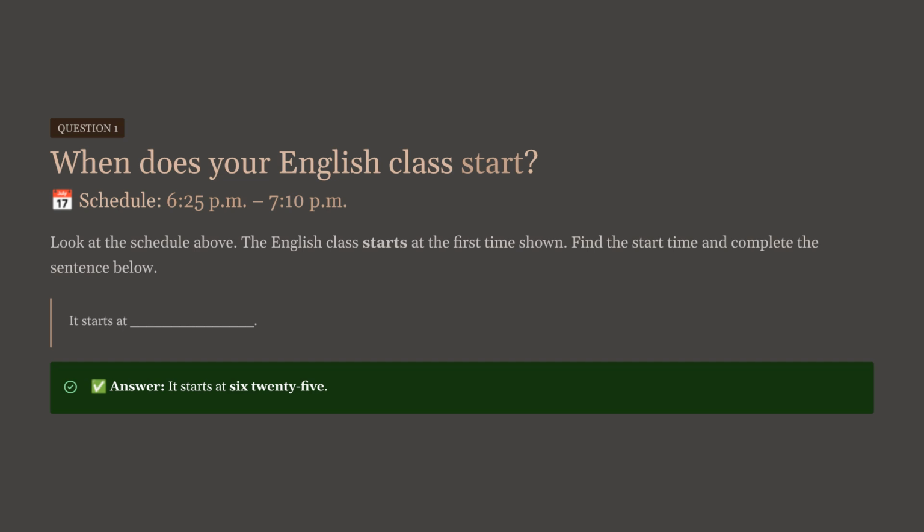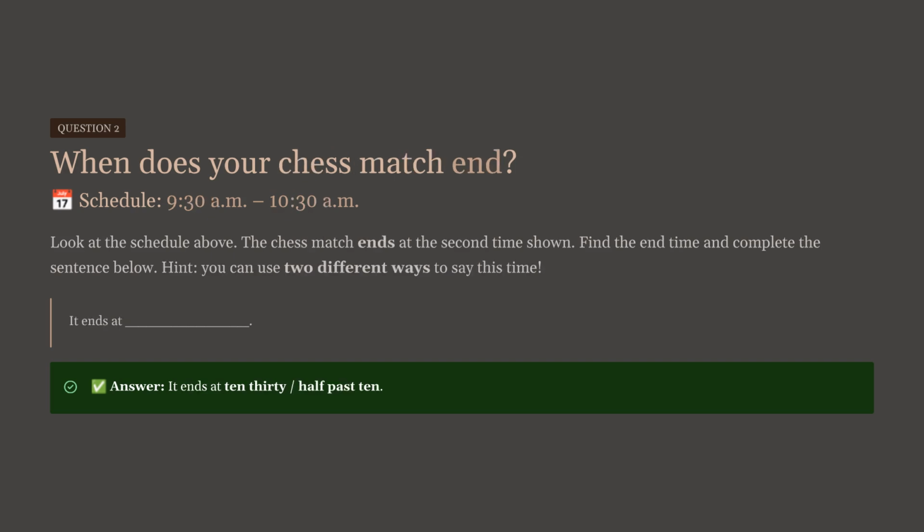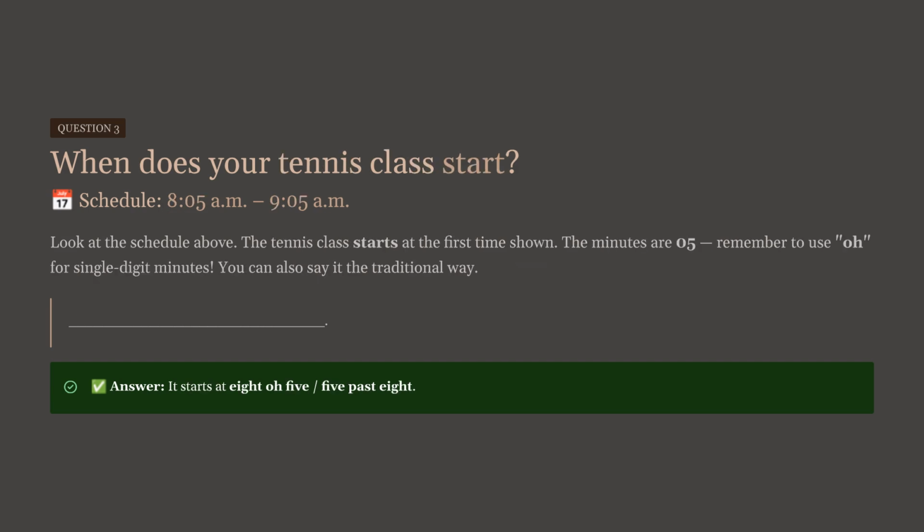Question 1. When does your English class start? The schedule says 6:25 p.m. to 7:10 p.m. It starts at 6:25. Question 2. When does your chess match end? The schedule says 9:30 a.m. to 10:30 a.m. It ends at 10:30 or half past 10. Both are correct.